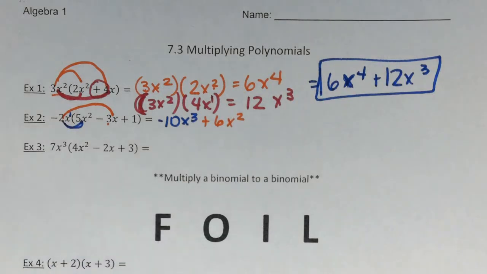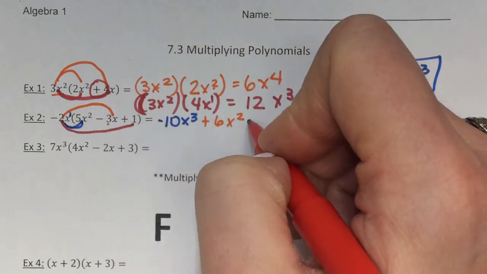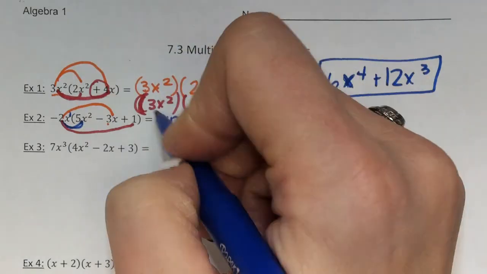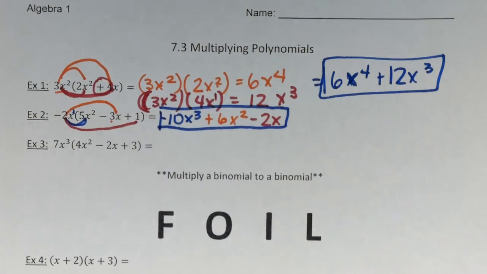And then our last term, negative 2x times 1 is just negative 2x. So guess what? This is our answer. We cannot combine any of those terms. Okay?